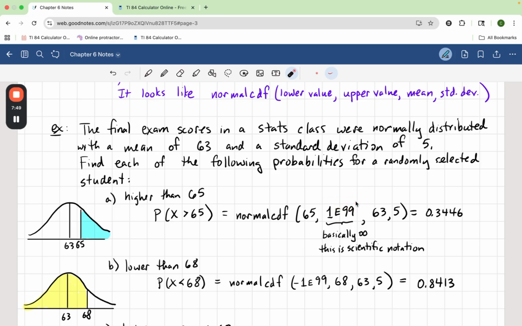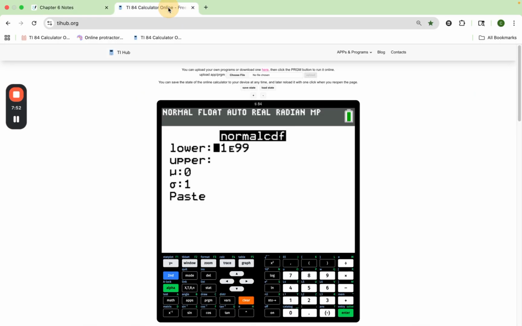So let's look at the keystrokes to get that, okay? So here we go. I got normalcdf. The lower is going to be 65. The upper is going to be 1 times 10 to the 99. So that's 1, and then times 10 to the, see the little EE that's above the comma button? We're going to hit that. So second comma. So 1E99. That is scientific notation for 1 times 10 to the 99 power. That's pretty much infinity in our land. We have no idea what that number is. It's a giant number. Pretty much infinity.